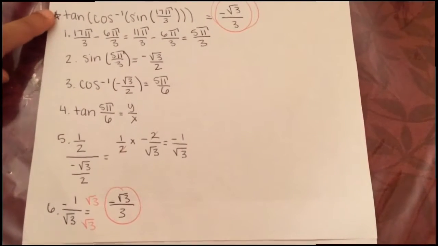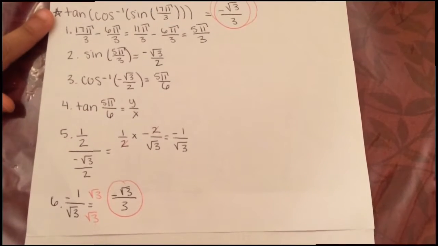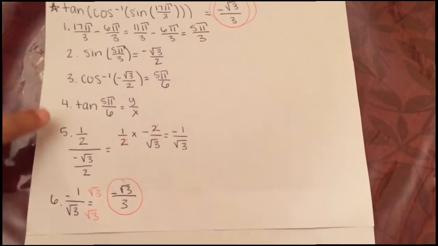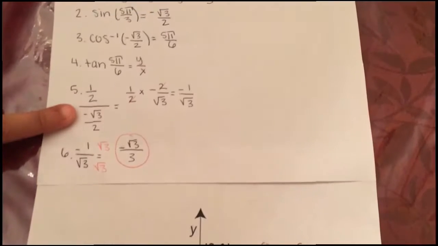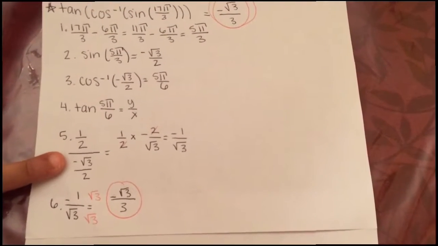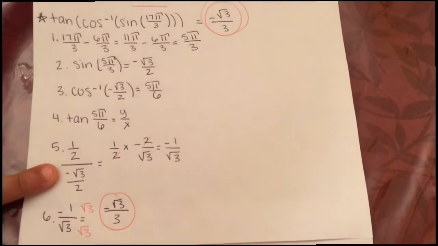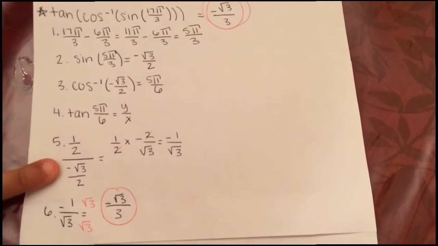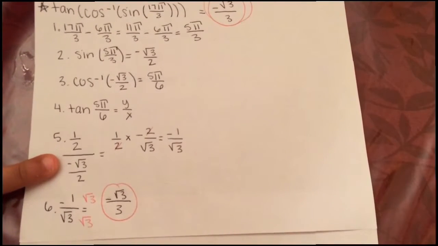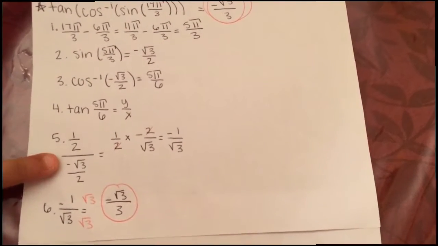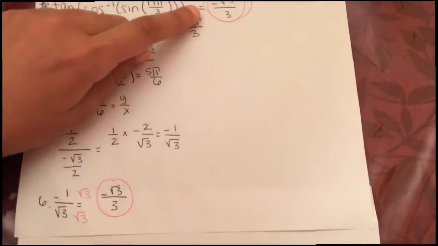To do this, if you remember, we must do the y-coordinate divided by the x-coordinate. In this case, you would do 1/2 divided by negative square root of 3 over 2. After doing this, you will see the answer to this lengthy problem is negative square root of 3 over 3.